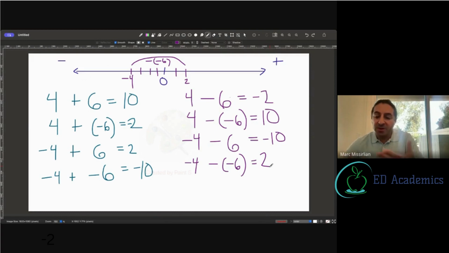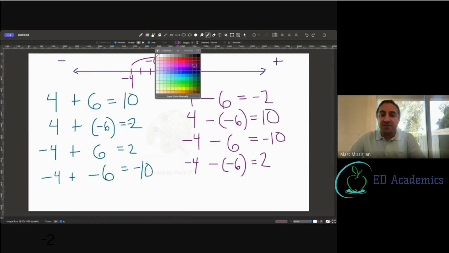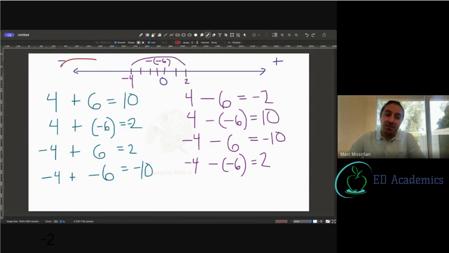Okay, so here we have 8 distinct examples that kind of boil down to a handful of rules, but we've got to keep in mind where we're starting on the number line, a positive or a negative. Are we adding or subtracting? And are we adding or subtracting a positive or a negative? The more you practice, the more you organize your thinking, and critically, the more you use the number line in your head, this guy right here, the better it's going to be.